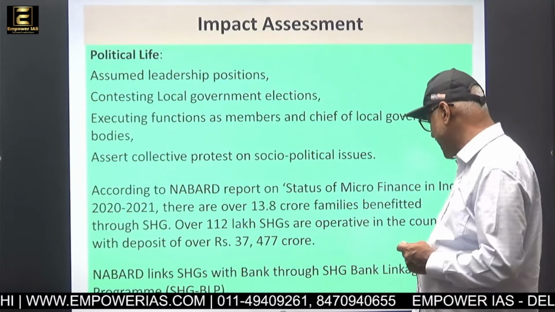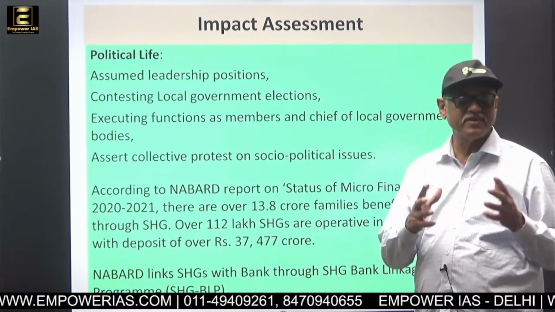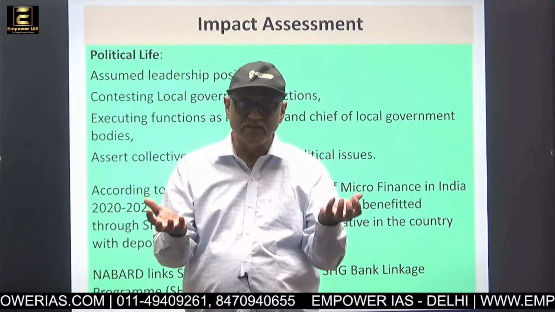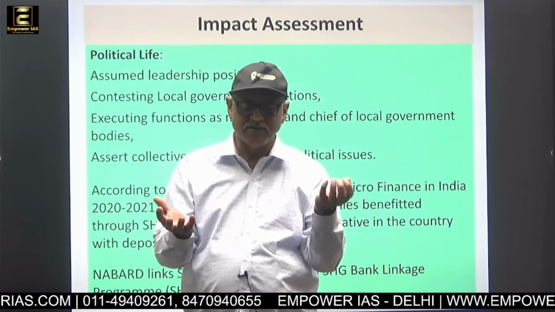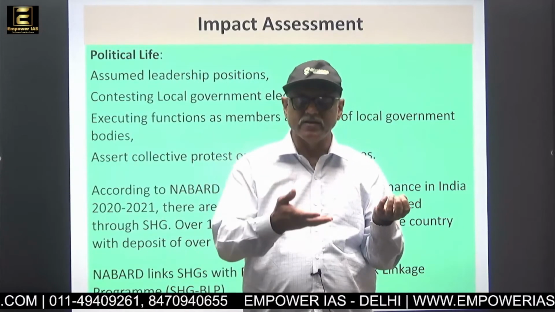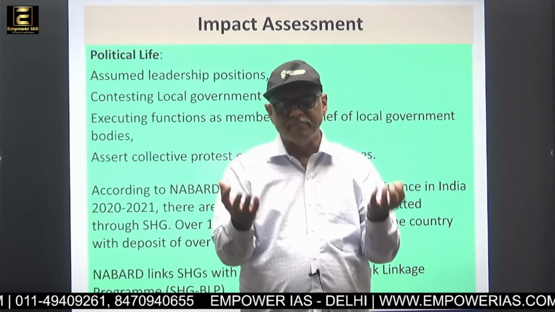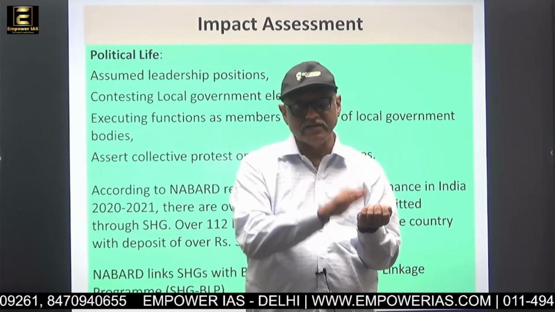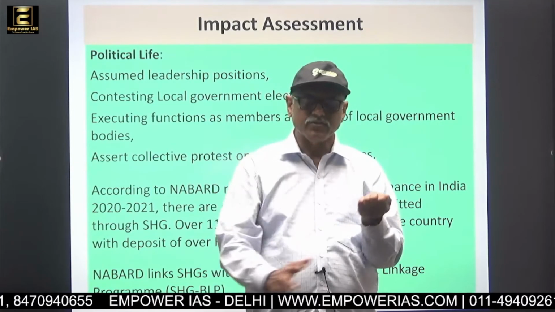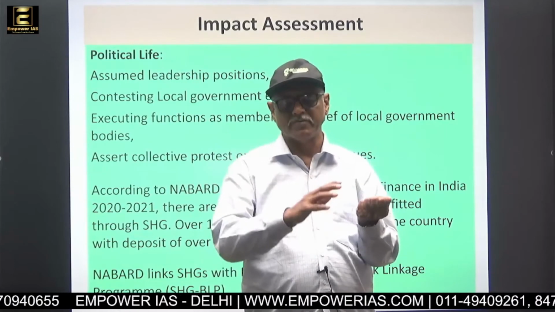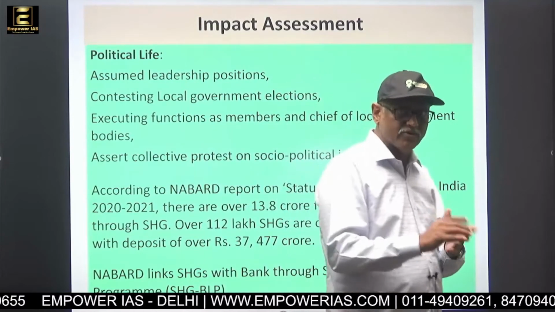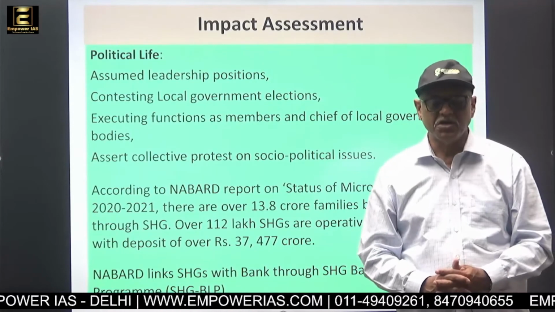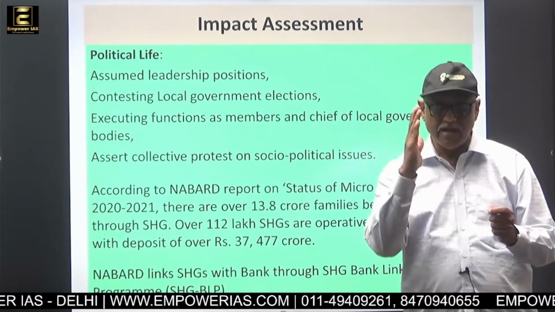And NABARD links SHGs with banks through the SHG Bank Linkage Programme. Now, what is the role of DRDA, SHG, PRI? It is to link SHGs with banks, because SHGs are informal, they don't have registration, so they are not a legal person, or they don't have legal recognition. So PRI, NABARD and DRDA come in between and create the bridge between the financial institution and the SHGs. They make a condition: if the SHG gives 25% or 50%, then we will give the rest, so that 100% comes. You give 30%, we will give 70%. So they make a matching contribution, and through that the overall financial capacity of the SHGs grows.